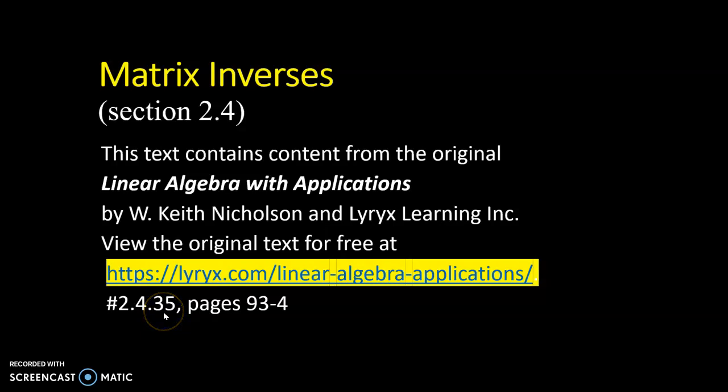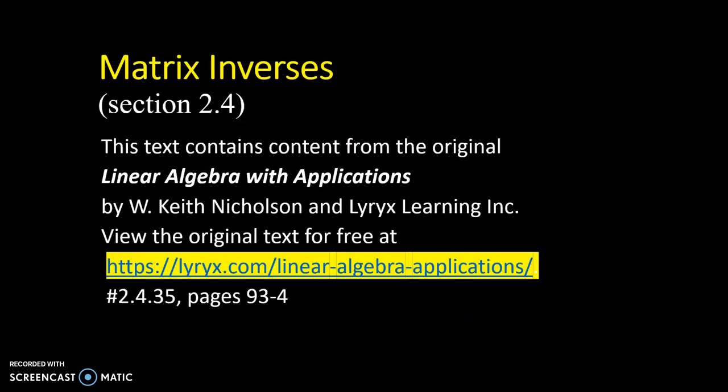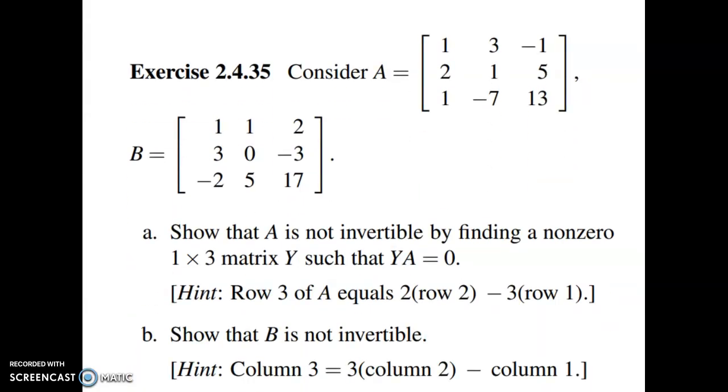I'm looking at problem number 35, which is kind of how you can identify if a matrix has an inverse or not. In this case, the problem says, show it's not invertible because you can find a matrix Y such that Y times A equals 0. Now, if it was invertible, then with this equation the matrix Y would have to be 0, 0, 0. And we'll probably show the same thing with B.